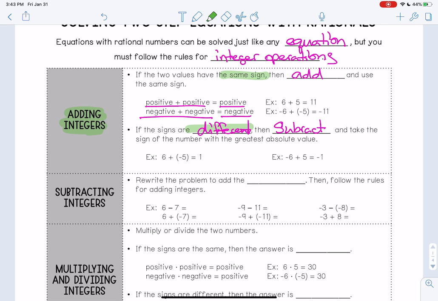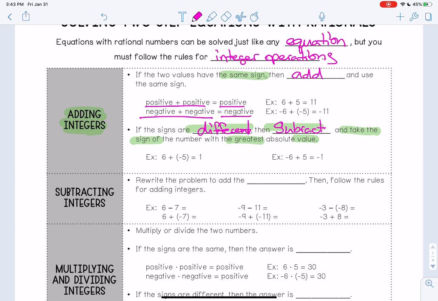So if they're different, you're going to subtract, and then you're going to take the sign that has the greatest value. So what does that mean? Well, here we have 6 plus negative 5. They have different signs, so we would subtract them. So 6 minus 5 equals 1.